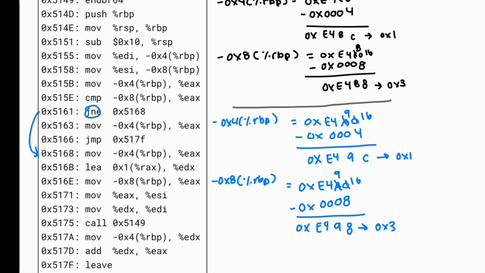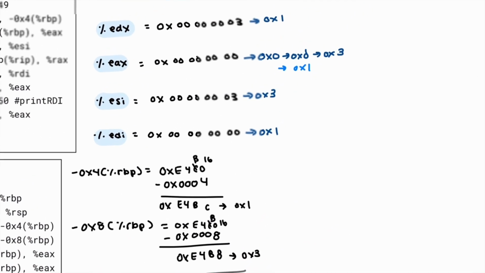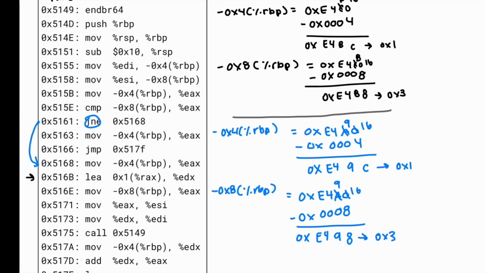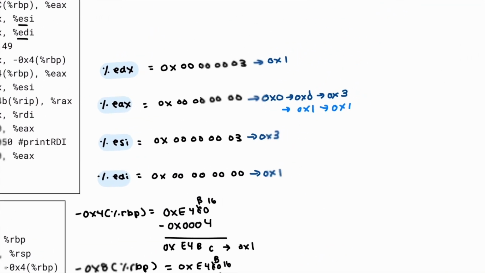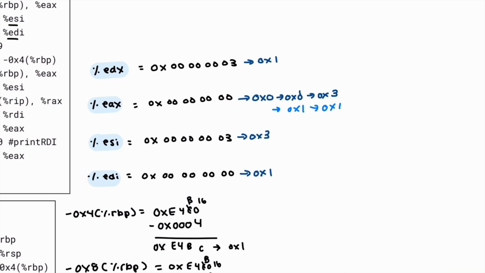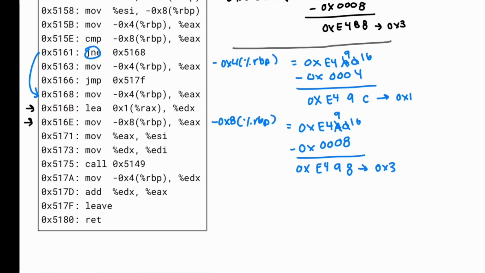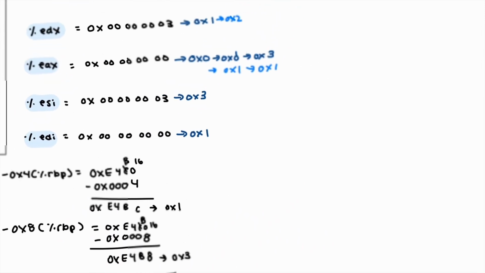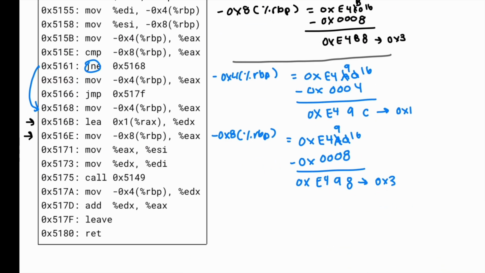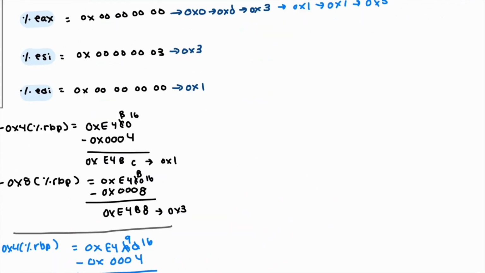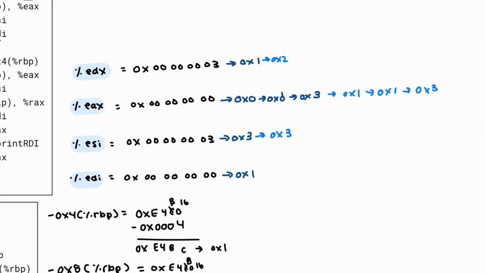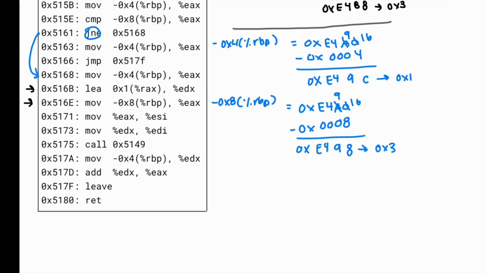Now that we're at 5168, we're moving 0x1 into EAX again, and go down. We're adding 1 to our EAX value and placing that in EDX, so 0x1 plus 0x1 becomes 0x2. Then we go down, we're moving minus 0x8 RBP into EAX, so that's moving 0x3 into EAX. Move EAX into ESI. Then move EDX into EDI. Then we're going to call.